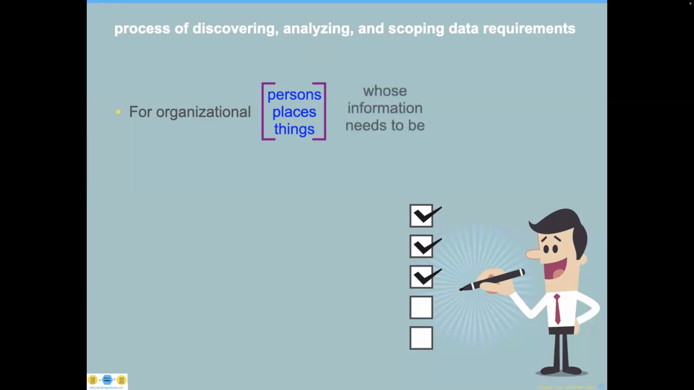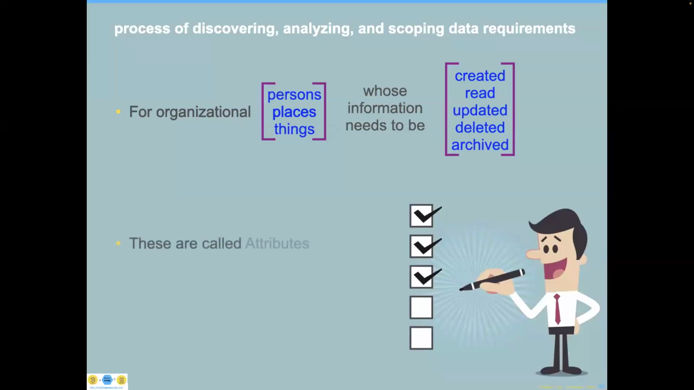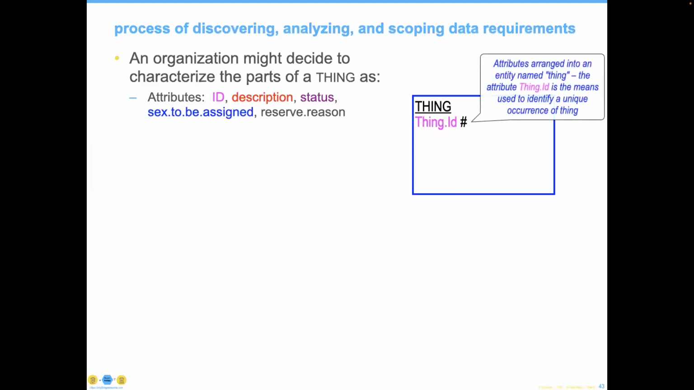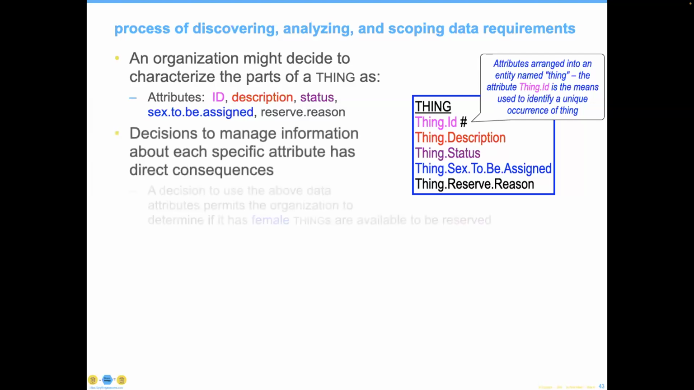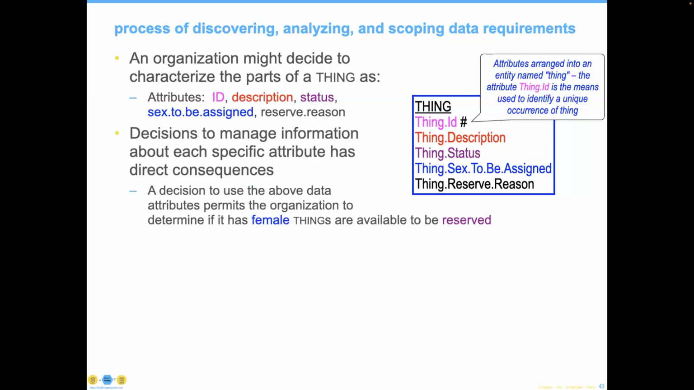The information that we're gathering around these needs to be created, read, updated, and deleted. Some people include archive. Each of these pieces is called an attribute. They are characteristics of those things. Here's an example. The attributes here are ID, description, status, sex to be assigned, and reservation reason. The thing ID means we need to be able to identify one unique instance out of all the other instances. Decisions about this mean that we've made some requirements decisions around them.